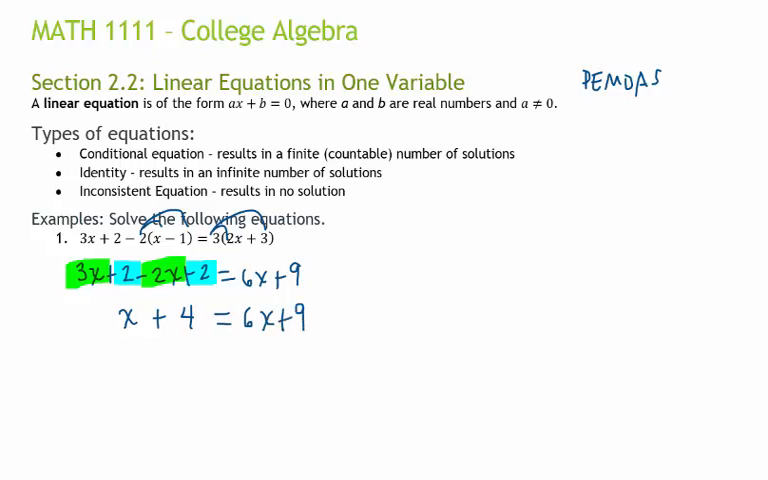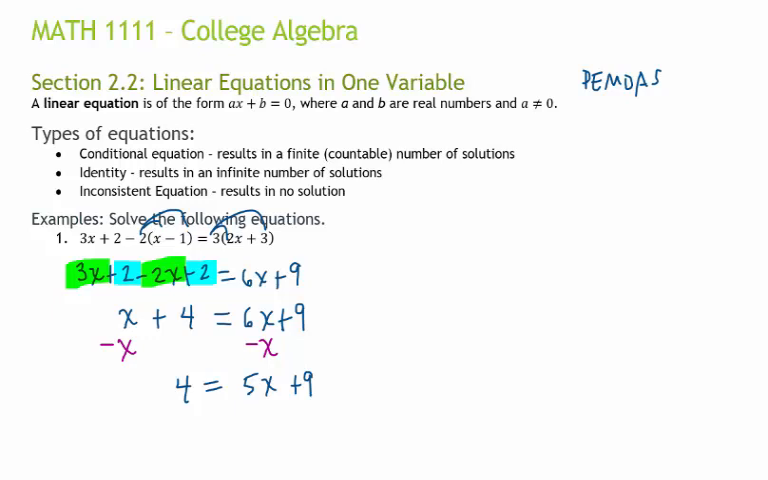At this point, we need to move the x's together to the same side and the constants together to the opposite side. It doesn't really matter which one you move first as long as you're using the inverse operation to move it over to the other side. So the first one, I'm going to move the x. To do that, because it's a positive x, I'm going to subtract x from each side. And we now have 4 is equal to 6x minus x, which is 5x plus 9.